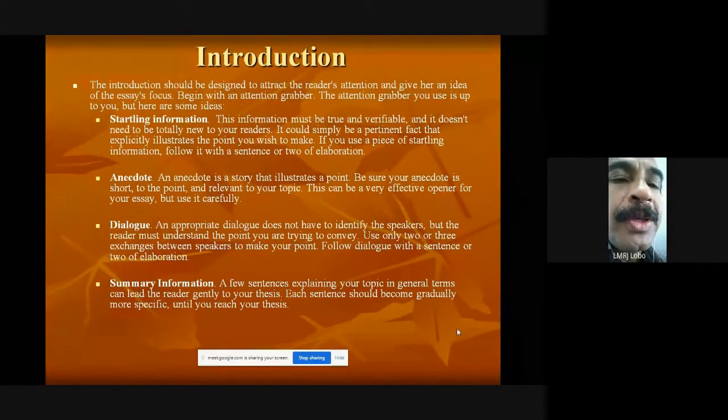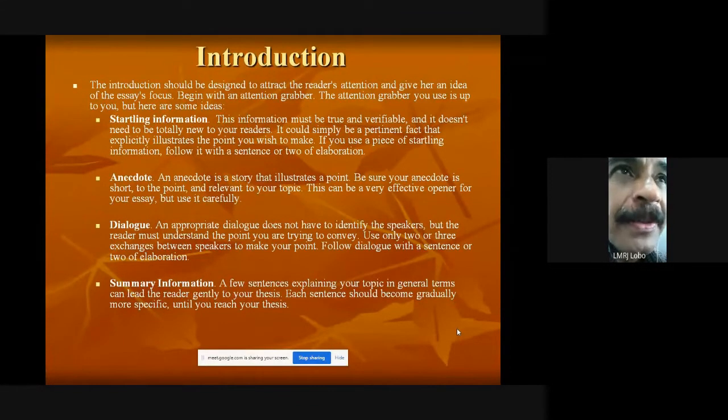Or you may use an instance that has happened, called an anecdote, or a story that illustrates the point. Be sure that your story is short because you have only 500 words to write your whole essay, and it should be relevant to your topic. This can be a very effective opener for your essay, but use it carefully.